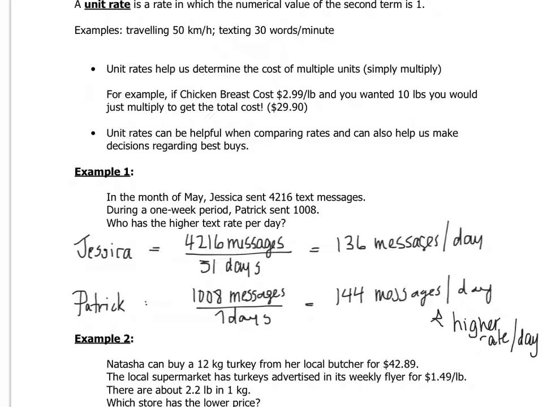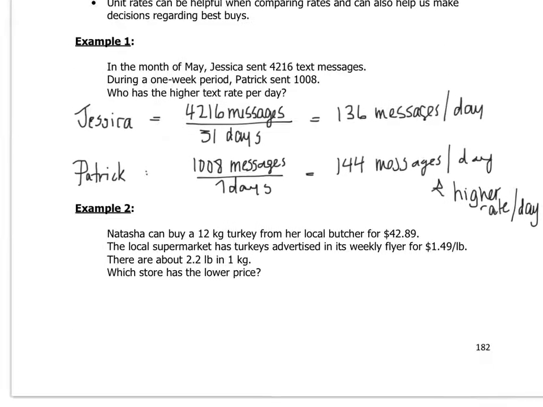All right, so the second example says Natasha can buy a 12-kilogram turkey from her local butcher for $42.89. The local supermarket has turkeys advertised in its weekly flyer for $1.49 a pound. There are about 2.2 pounds in 1 kilogram. Each store has a lower price. So if you look at the supermarket, obviously that's already written as a unit rate of $1.49 per pound.